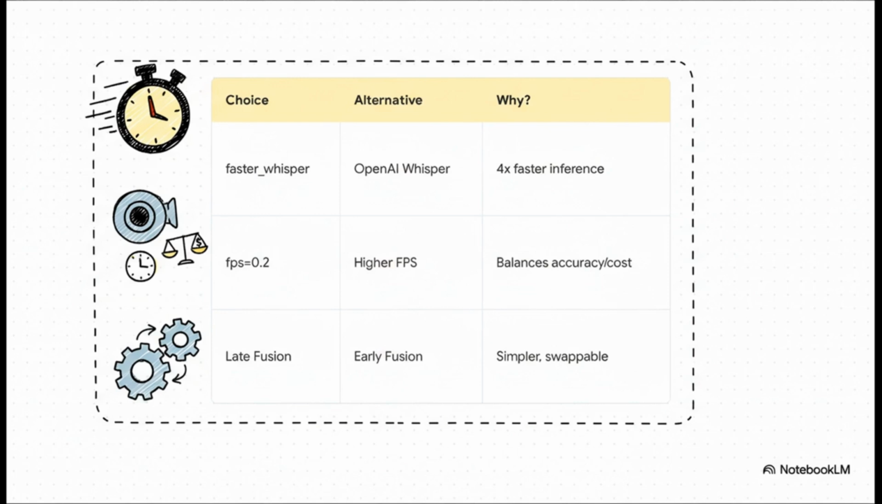For instance, why use faster Whisper? Because it's 4 times faster, and in production, speed is king. Why only sample a few frames per second? It's a perfect balance between getting enough detail and not breaking the bank on cost. And why late fusion? Because it's way simpler and more flexible. You can swap out the vision model for a better one later without having to retrain the whole shebang.